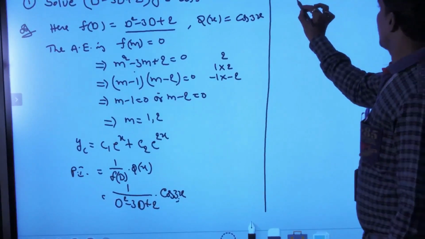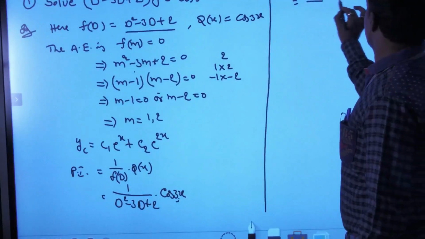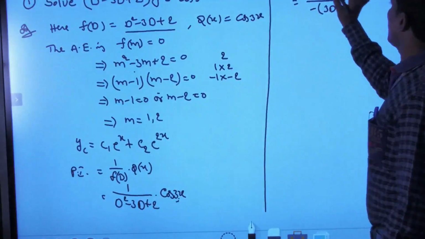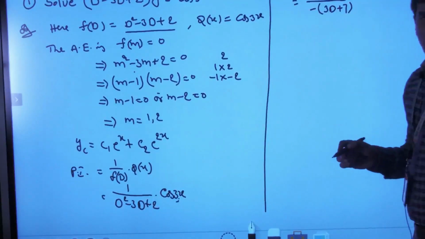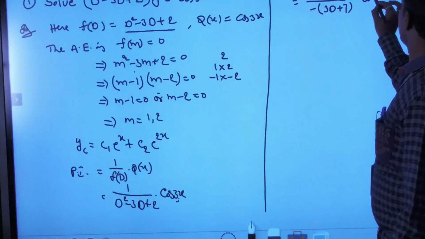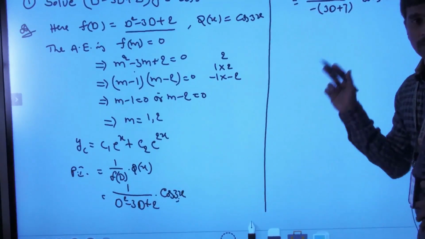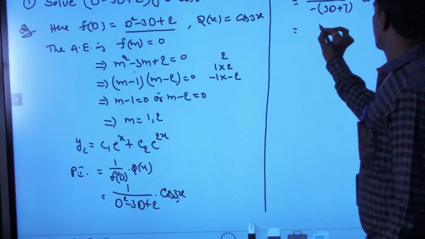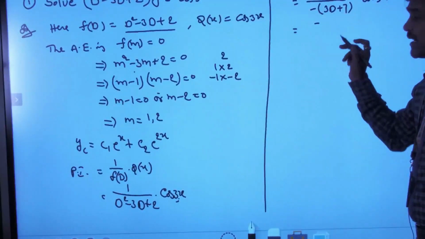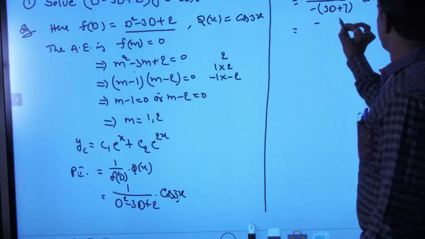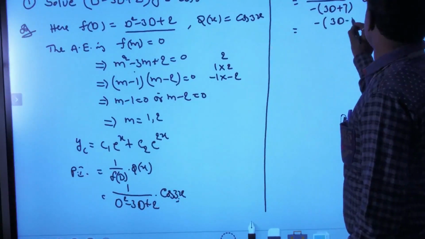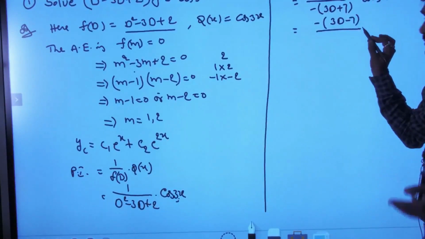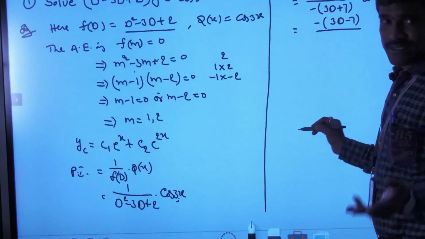Now minus 9 plus 2 can be written as minus 7, so we have minus of 3d plus 7, into cos of 3x. Now rationalize this one, which means multiplying and dividing with 3d minus 7. So the numerator is 3d minus 7, and the denominator is 3d plus 7 into 3d minus 7. Since a plus b into a minus b is a square minus b square.